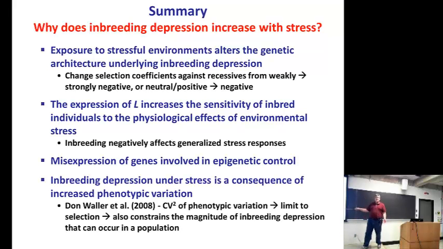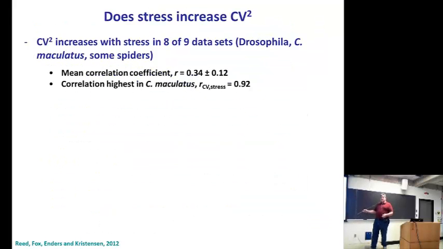Then I want to talk a moment more about a statistical argument: that the increase in inbreeding depression in stressful environments is a statistical consequence of the increase in phenotypic variance caused by stress. Don Waller proposed in 2008 that stressful environments cause an explosion of variance within a population, increasing phenotypic variance. Phenotypic variance sets a limit to how much natural selection can occur in a population, and inbreeding depression is effectively a measure of selection.